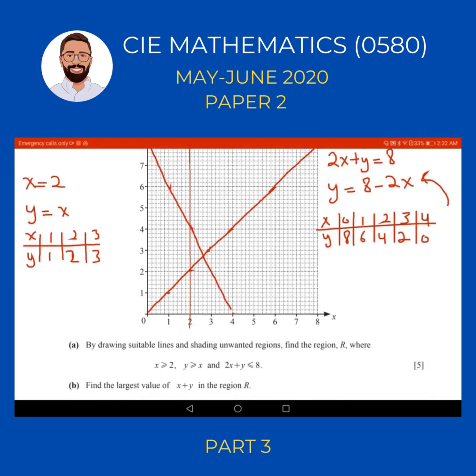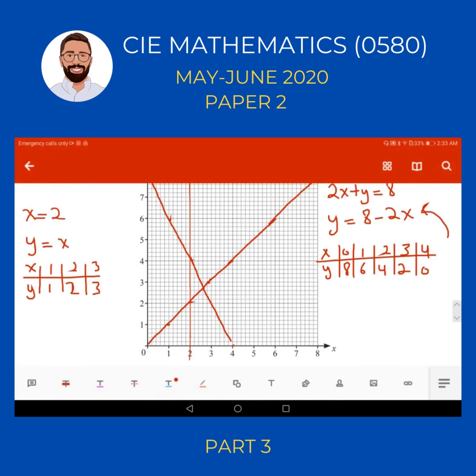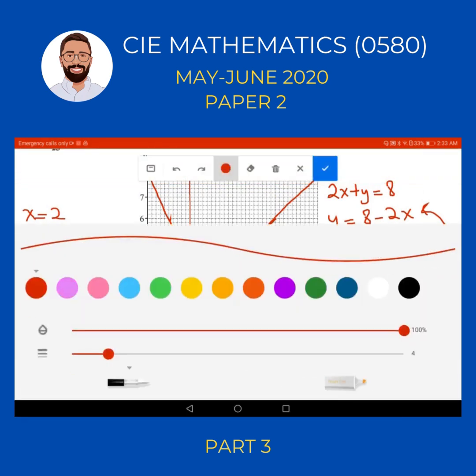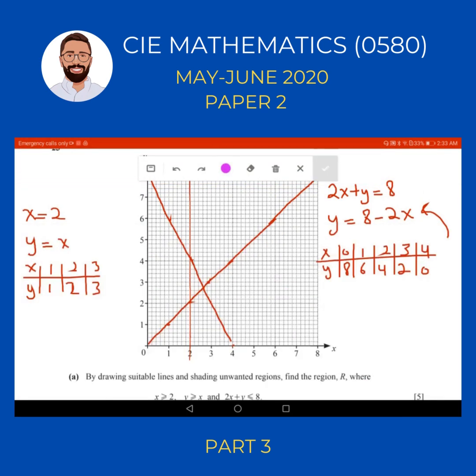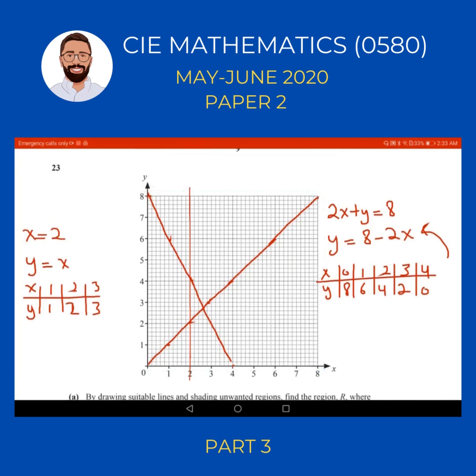Now after we drew all the lines, let's shade. The first inequality is x is greater than or equal to 2. So x greater than or equal to 2 means the values of x are greater than 2. That's what the question wants. So the unwanted are values of x less than 2, which means everything to the left of the vertical line. So I'm going to shade that in purple. That's the shaded region. It's this area.